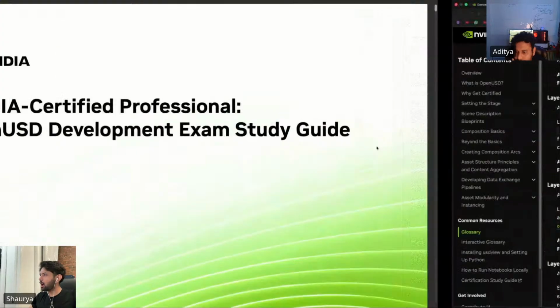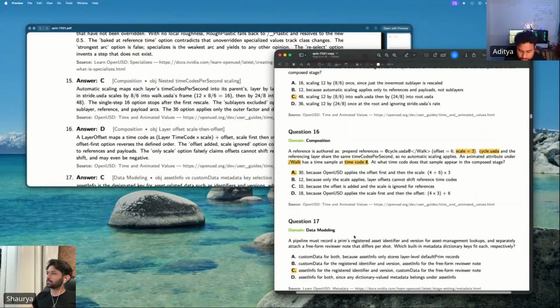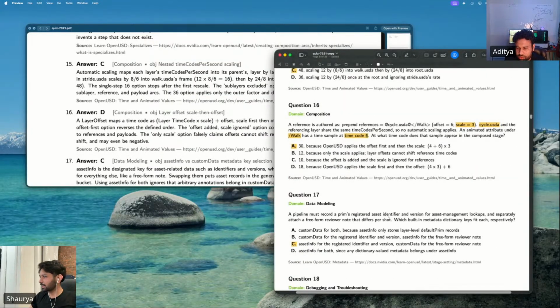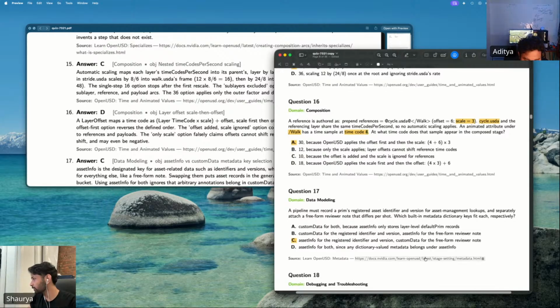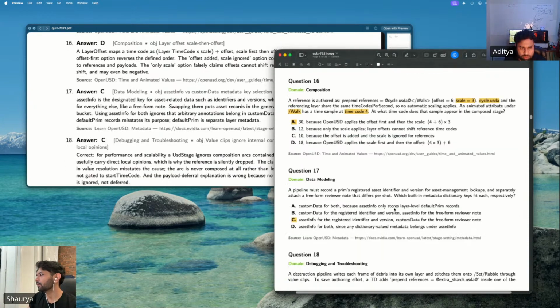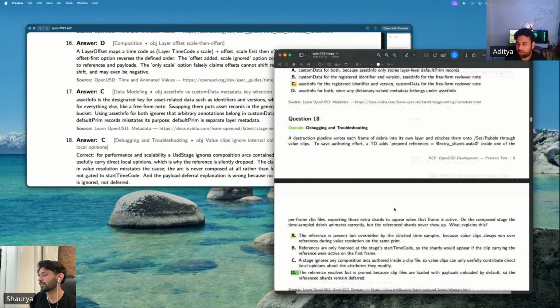Next question. Question 17 is C again. We are right: asset info for registered identifiers and custom data for free-form reviewer node. So asset info is used for registered identifier inversion and custom data for free-form reviewer node. C was correct. 18th answer: you marked D, I marked A. Answer was C. Okay, so answer was C.